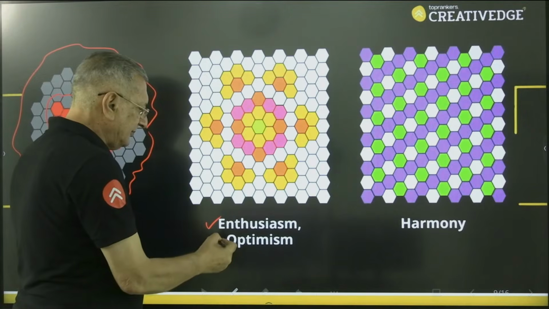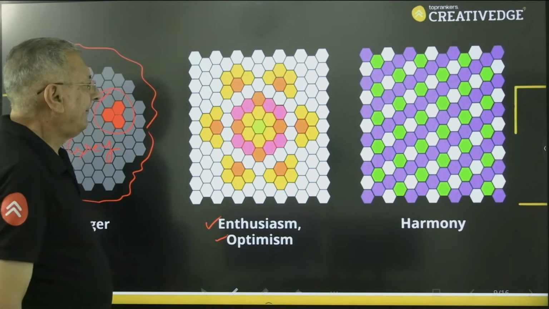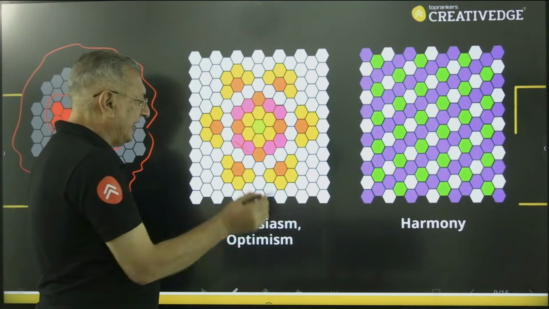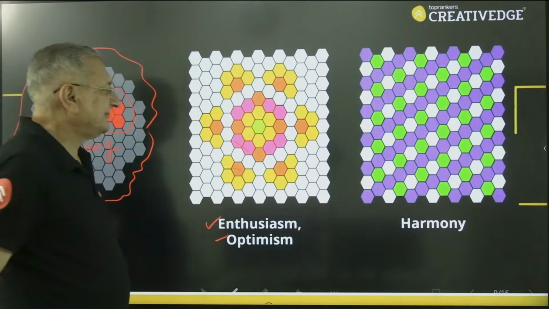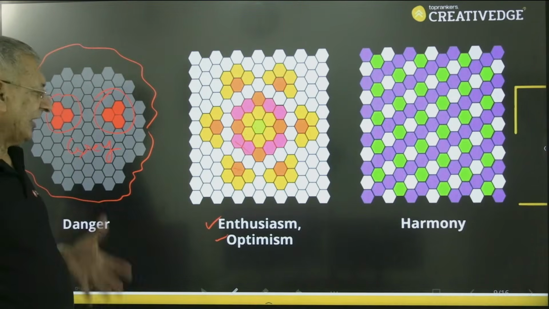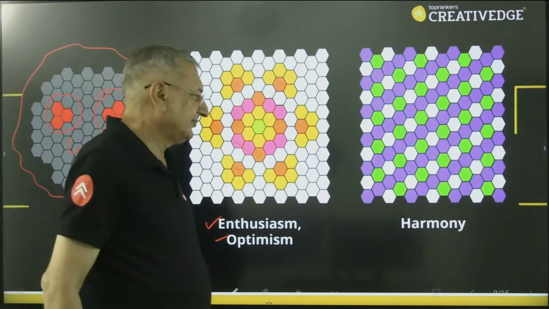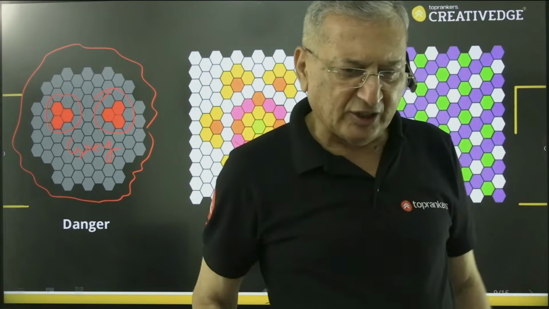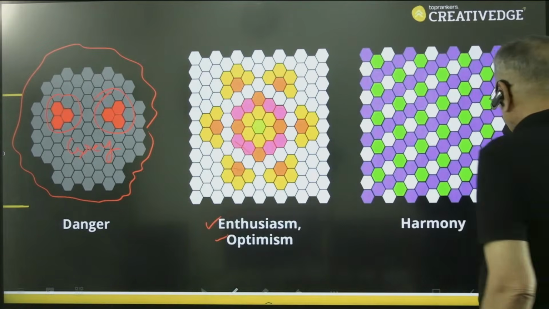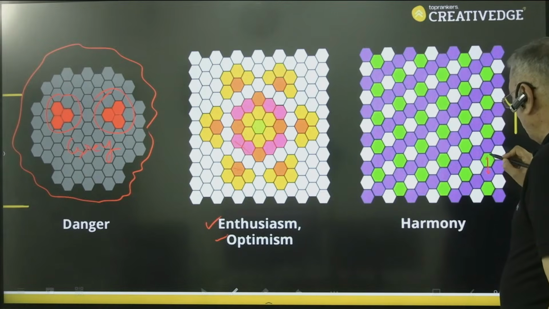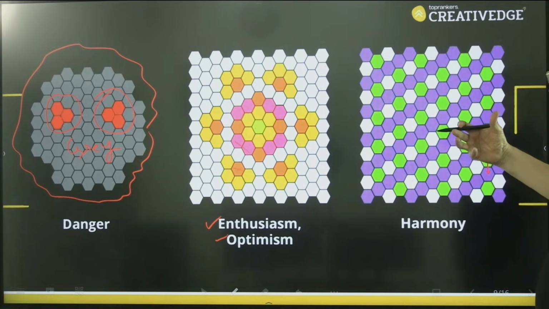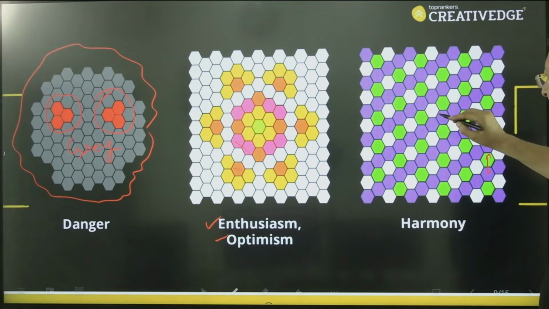Optimism, enthusiasm: yellow, yellow ochre, pink, red, orange. Enthusiasm, optimism. Color harmony, or harmony, means near to each other. I have chosen blue plus green as harmony. Just to give a little rarefied filling of the pixel, I have used some white in between.